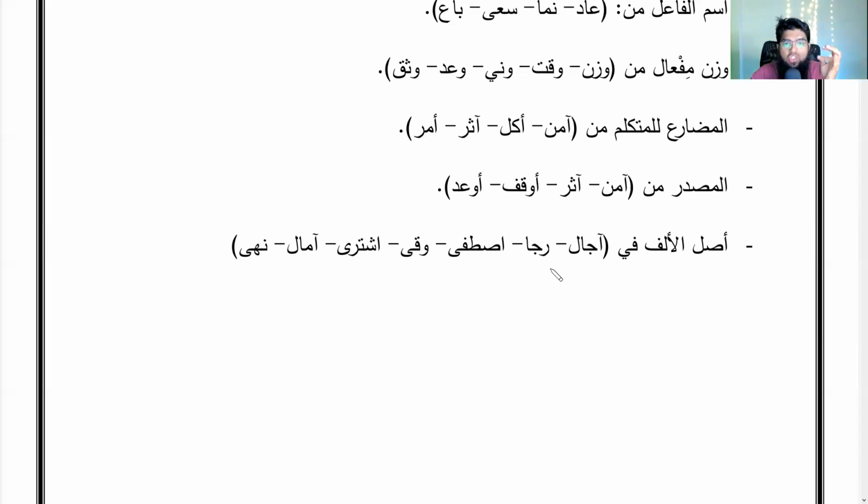Ra, Jim, Waw. How do you know? It's written like an alif. So the Arabs were smart. They said, we'll write it like an alif. The alif will tell us it's a waw. No need to guess here. Istafa, but not for more than three letters, because it won't look good. So, istafa.